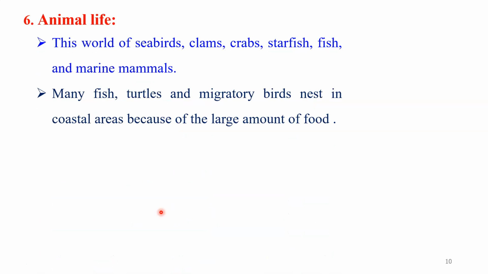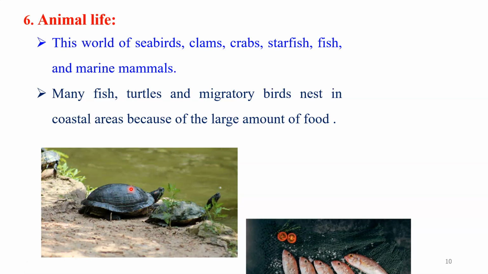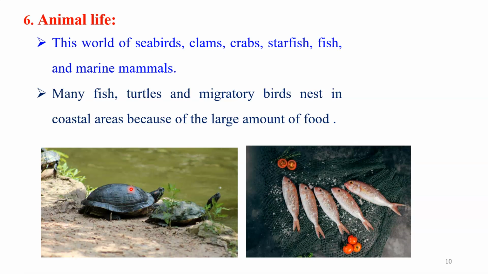And the animal life. We observe a very unique animal life in the coastal region. Especially if you see the distribution of the various animals that we observe along the coastline, they are seabirds, clams, crabs, starfish or common fish, and the marine mammals we observe in the coastal area. Especially two important animals are observed on a large scale.